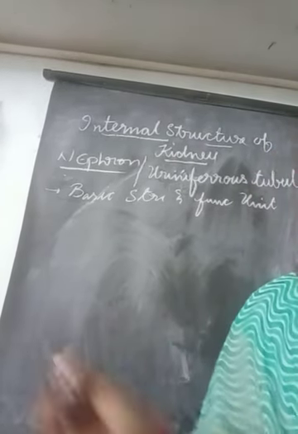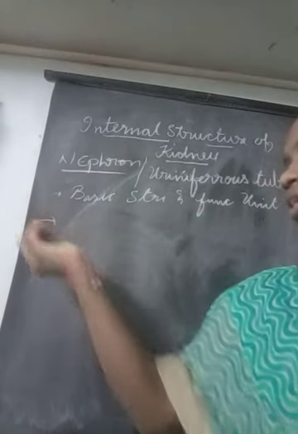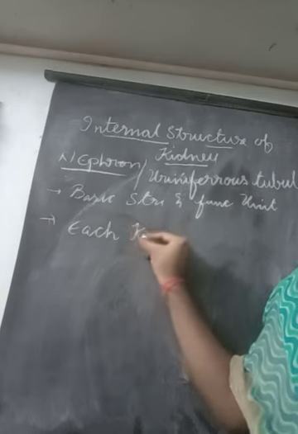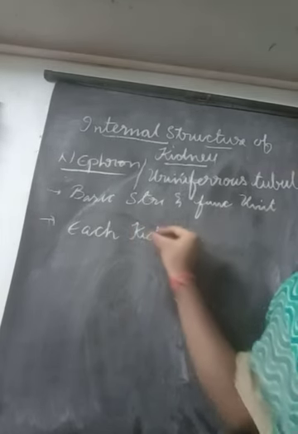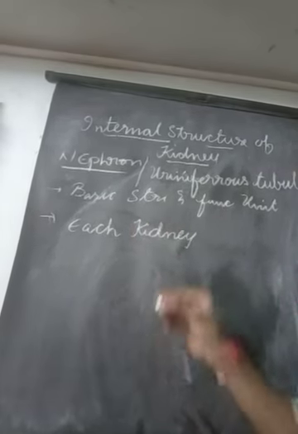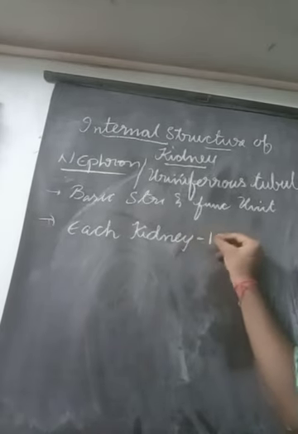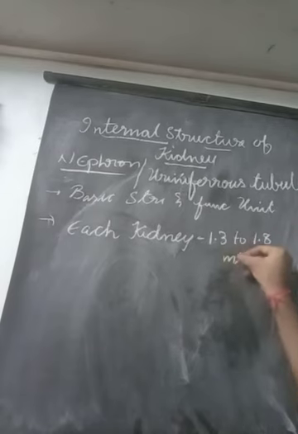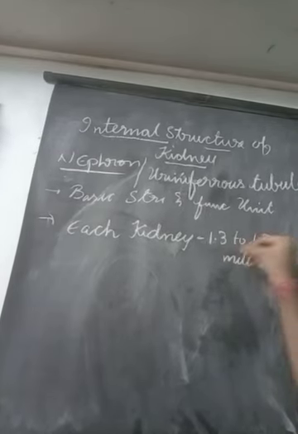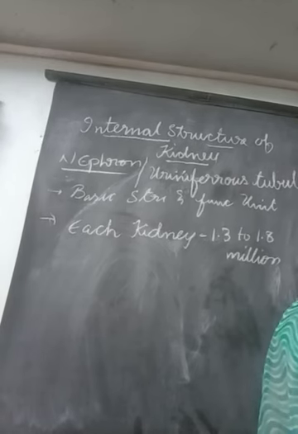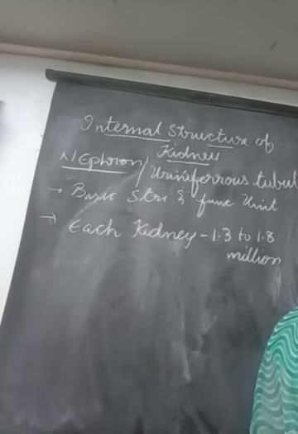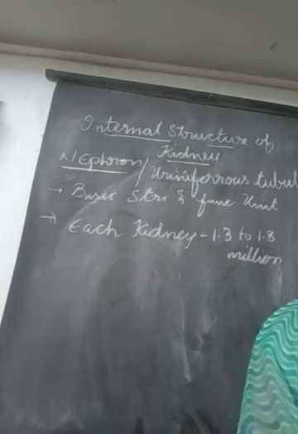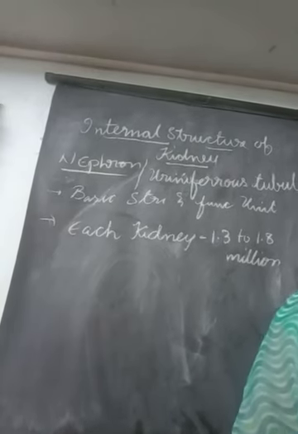Okay. Next, second point is each kidney. How many kidneys are we having? Two, a pair of kidneys. Each kidney is holding 1.3 to 1.8 million nephrons. 1.3 to 1.8 million nephrons are embedded in each kidney. Very, very important bit.